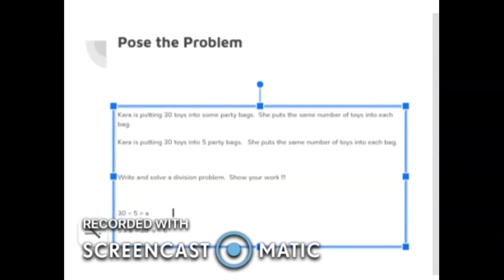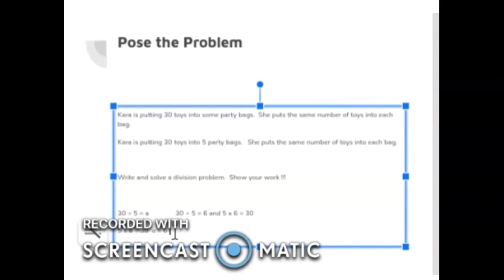So I know that 30 divided by 5, let me just copy that and paste it over here because it makes it easier since I've already got it on there. 30 divided by 5 is equal to 6, and 5 times 6 is equal to 30. So these sentences are fact families. They work for this problem.